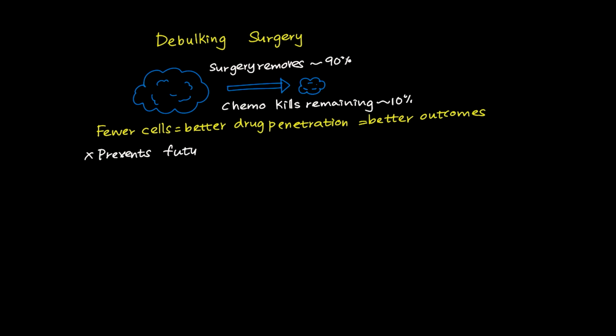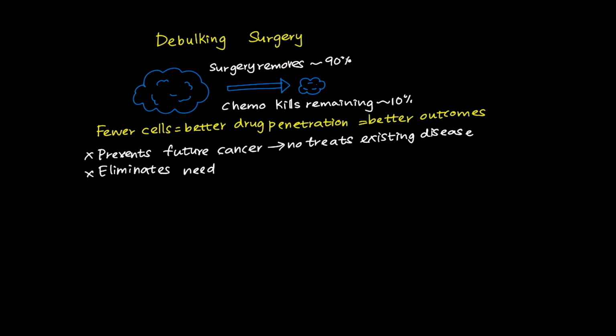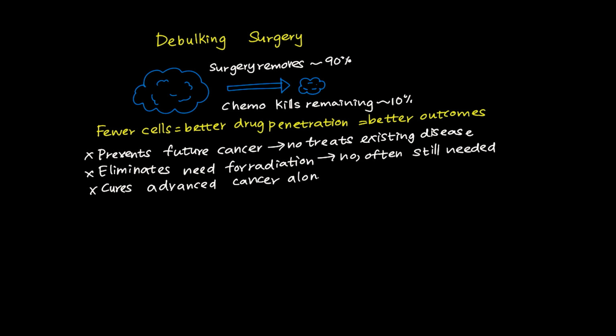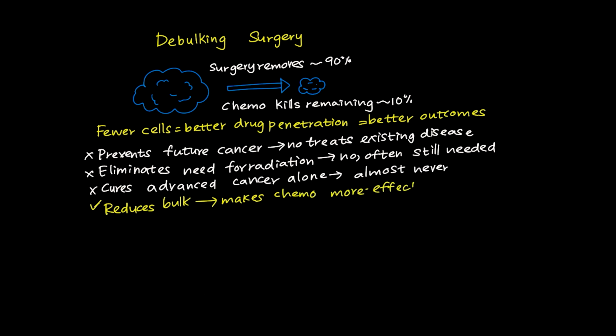Debulking doesn't prevent future cancer. It's dealing with what's there right now. It doesn't eliminate the need for radiation either. Most patients who get debulking still need chemo and sometimes radiation afterward, and surgery alone almost never cures advanced cancer. Debulking is one piece of a multimodal treatment plan.